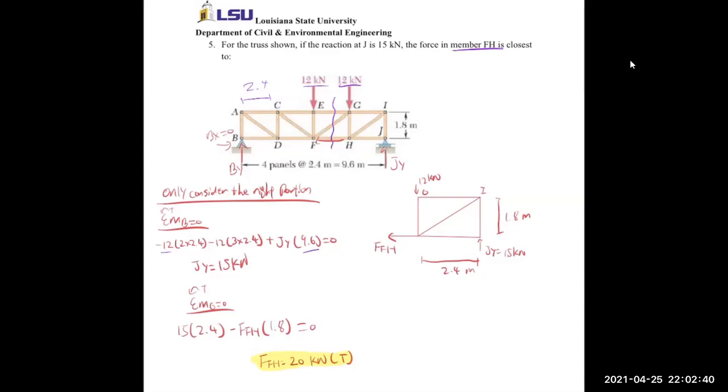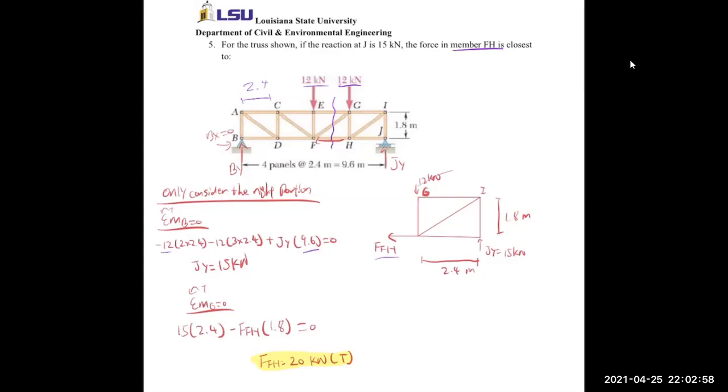All right. And then the next thing we have to do is draw this diagram right here. So this is a section. And then I have to find out what FH right here is. So what I did is that I take a moment about G, so that I can get rid of this 12 kilonewtons right here.